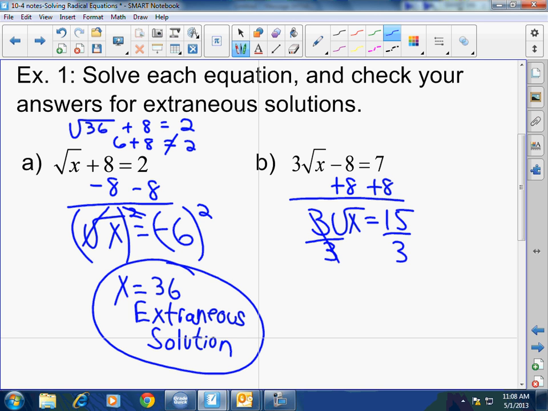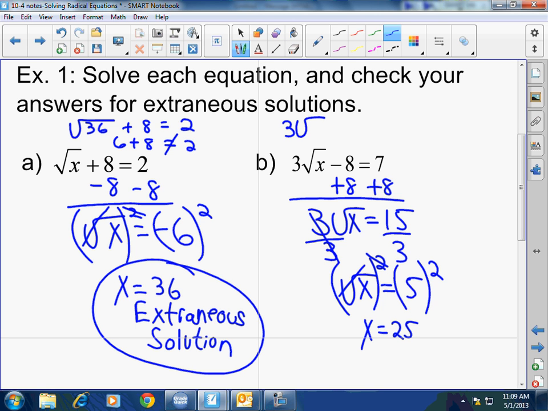Absolutely. The last step, according to the rules we just went over, was to get rid of that power of 2 or a square root. How do I get rid of a square root? By squaring it. So I'm going to square both sides. The square root gets canceled by the power of 2. X equals 25. That's an apparent solution. Let's see if it works.